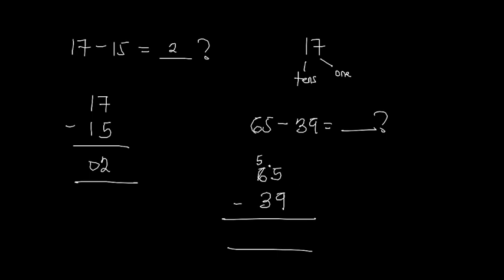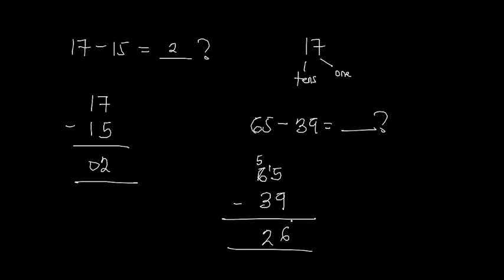So 10 plus 5 becomes 15. So now we have 15 minus 9. That will give us 6. So we write down our 6. So now we have 5 left over here after we borrowed the 1. So 5 minus 3 will give us 2. So our answer over here becomes 26.